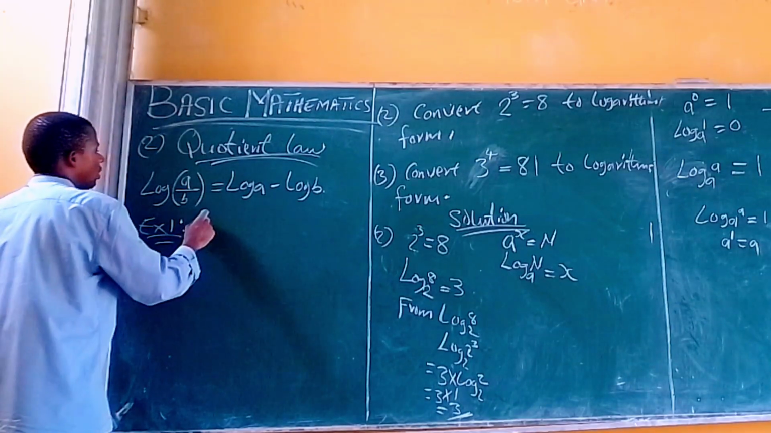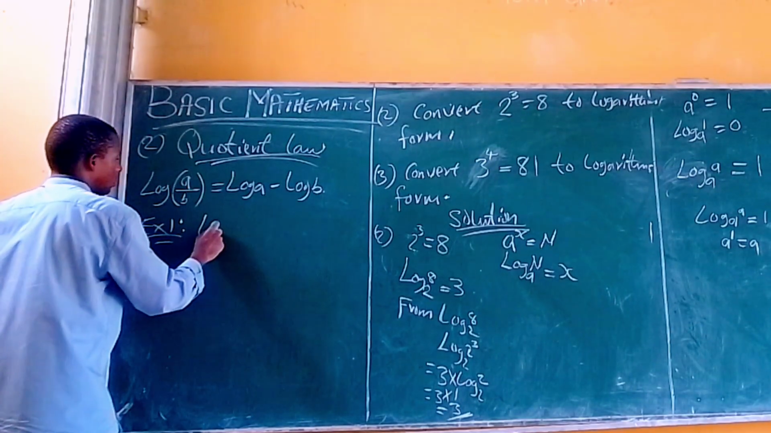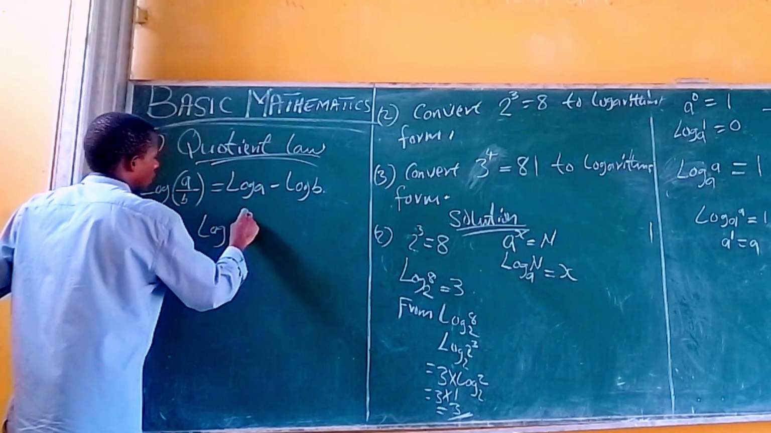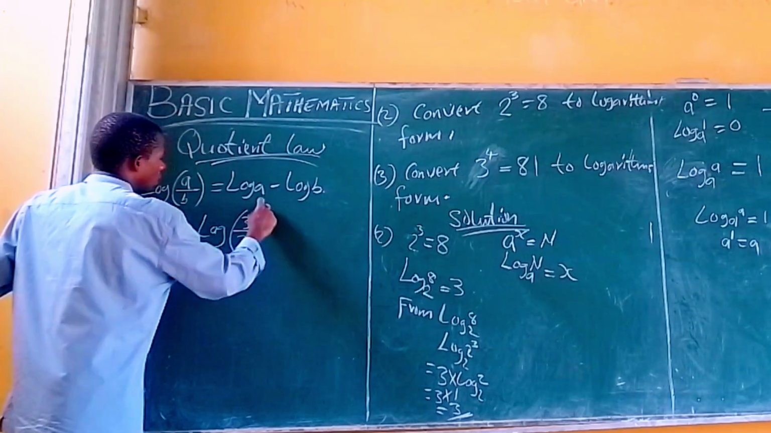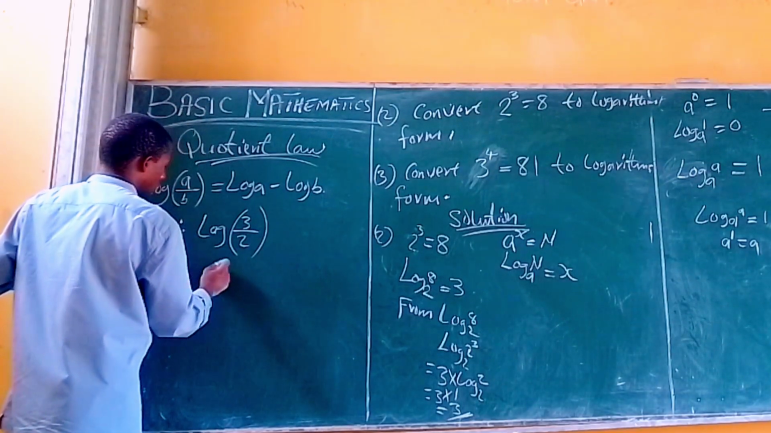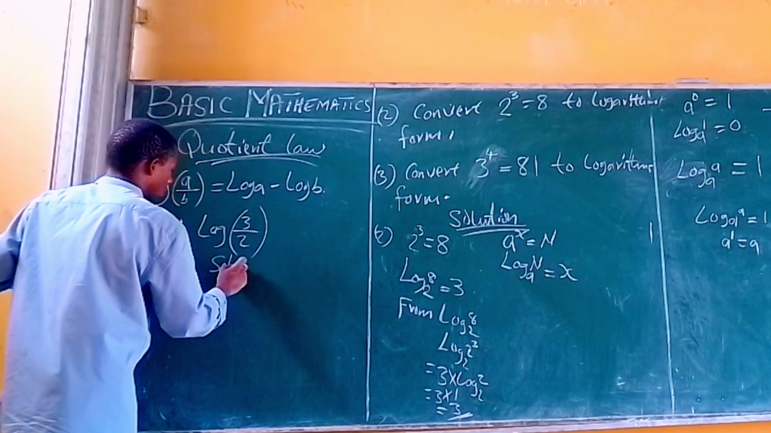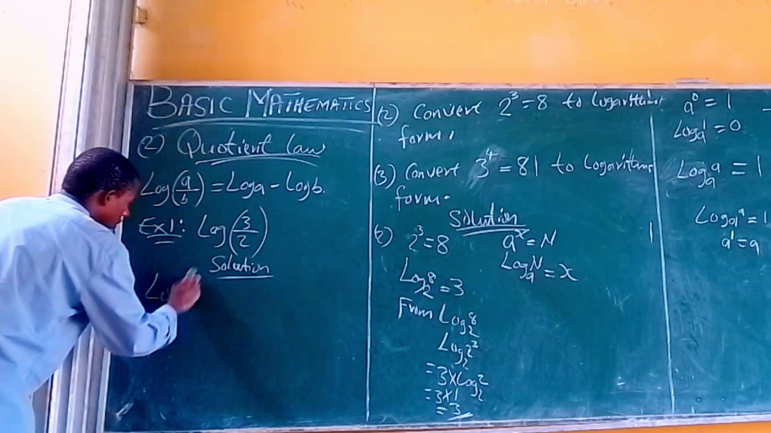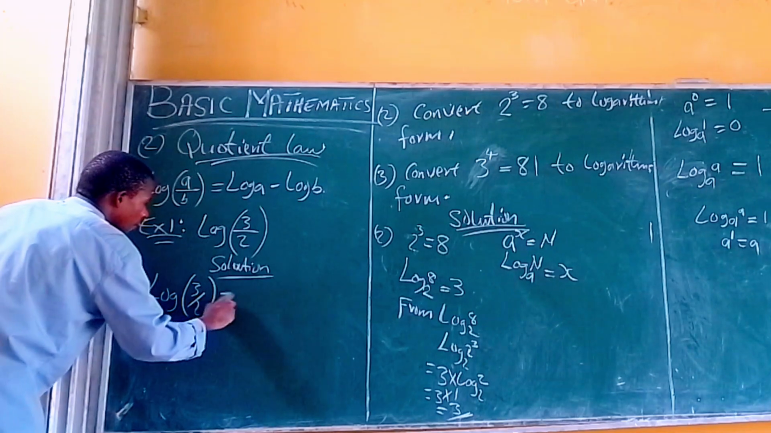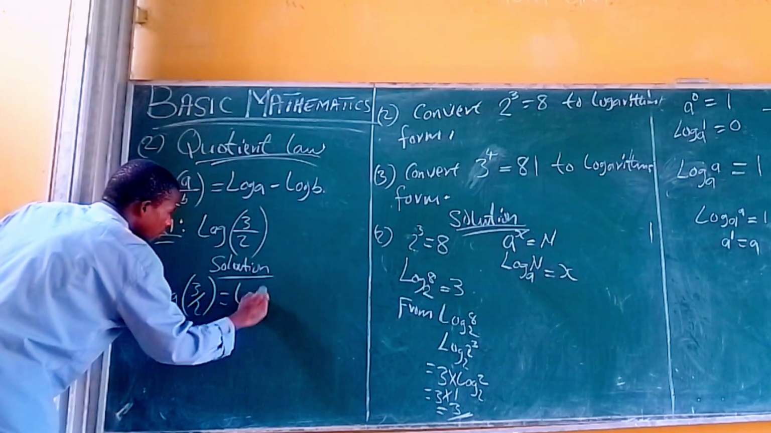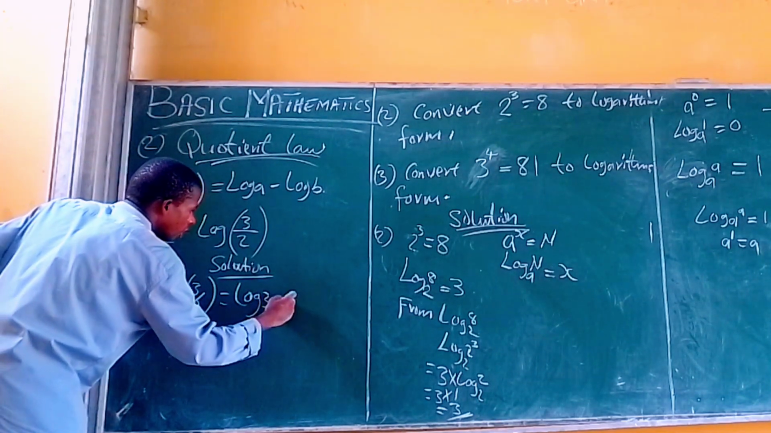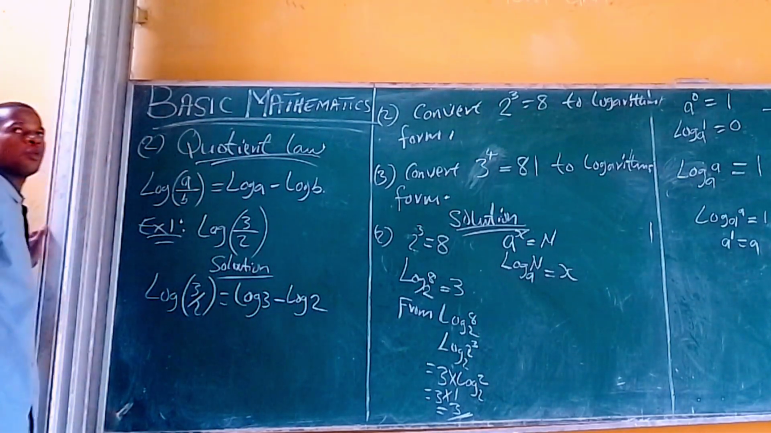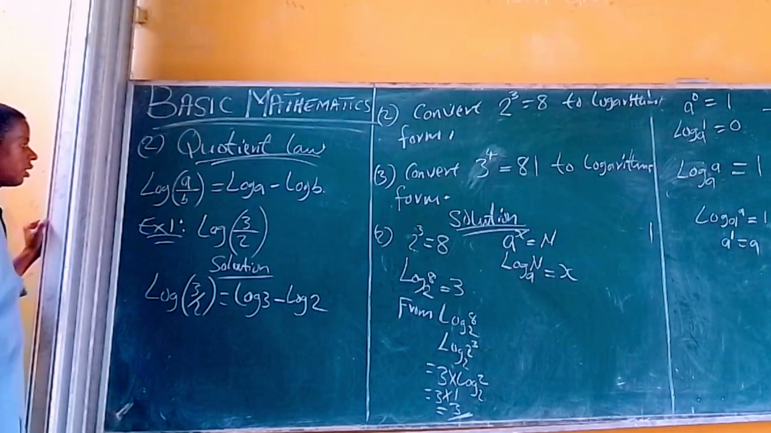Example 1. We have log of 3 all over 2. What are you going to have? Log 3 minus log 2. Log of 3 over 2 will be log 3 minus log 2. Why is it log 3 minus log 2? Because of the division.